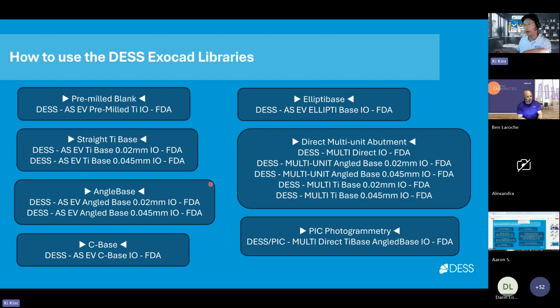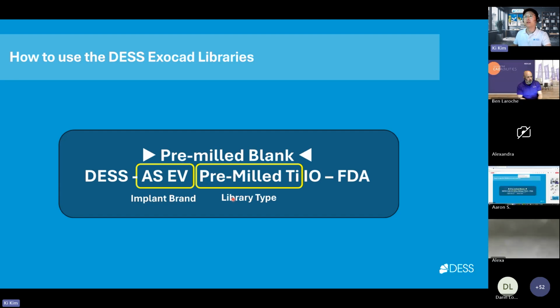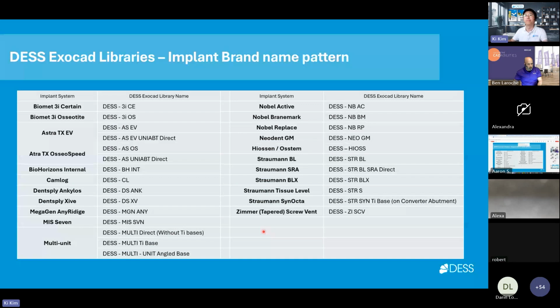So if you go to the straight tie base, then you will see the Astra EV and then tie base. So you will see it like this. The first four letters, ASEV, are the implant brand name, and the next one is the library type. So we have this chart. I'm going to upload this chart to Teams. So for example, Biomet 3i is DESS hyphen 3i CE, and OS is Osstem.